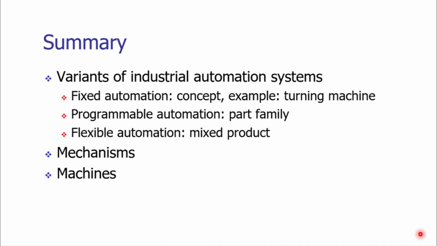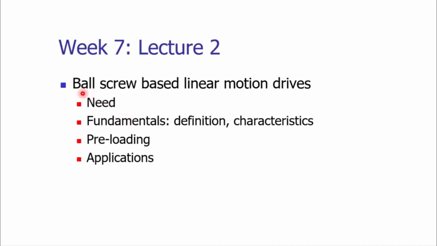After that, we learned about the programmable automation. Basically, it is used to cater to the development of a part family, to manufacture a part family. Then we learned about the flexible automation. Basically, it is used to respond to the mixed product kind of environment. After studying the industrial automation systems, we had a discussion on the definition of mechanisms and machines.